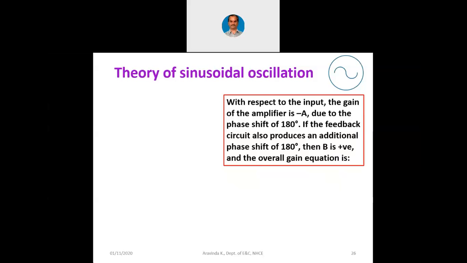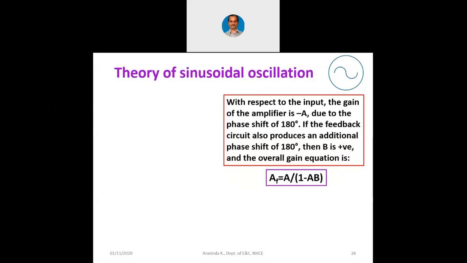In Malvino's book, he used the symbol B, and in Boylestad's book, he used the symbol beta. Here in my slide, I am using the symbol capital B itself, just to distinguish that it is not the beta of the device. I have been telling you this again and again. Here I am using the symbol B directly. You can take it as beta also. Now this B is positive, and the overall gain equation is what?